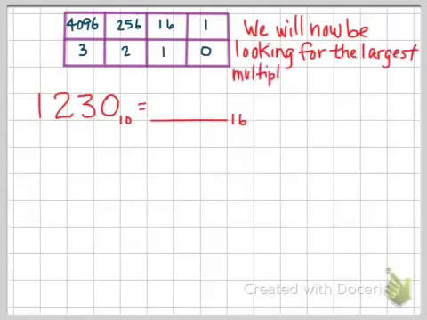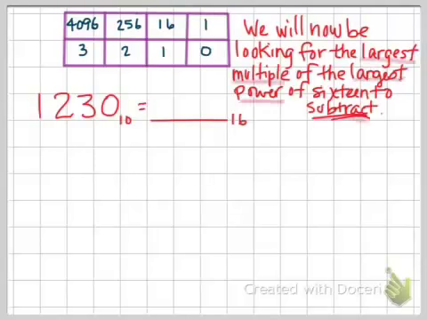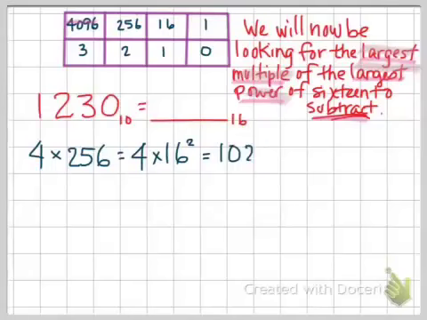So now there's a couple things that are different for base 2 and base 16. We are going to look for the largest multiple of 16 and subtract it because we're going the opposite way. But now the complication is we have to look for the largest multiple of the largest power of 16 to subtract. Let me show you what I mean. So we look at the table and we notice that 4,096 was greater than 1,230. So we're not going to have any 16 to the third powers because that's already too big.